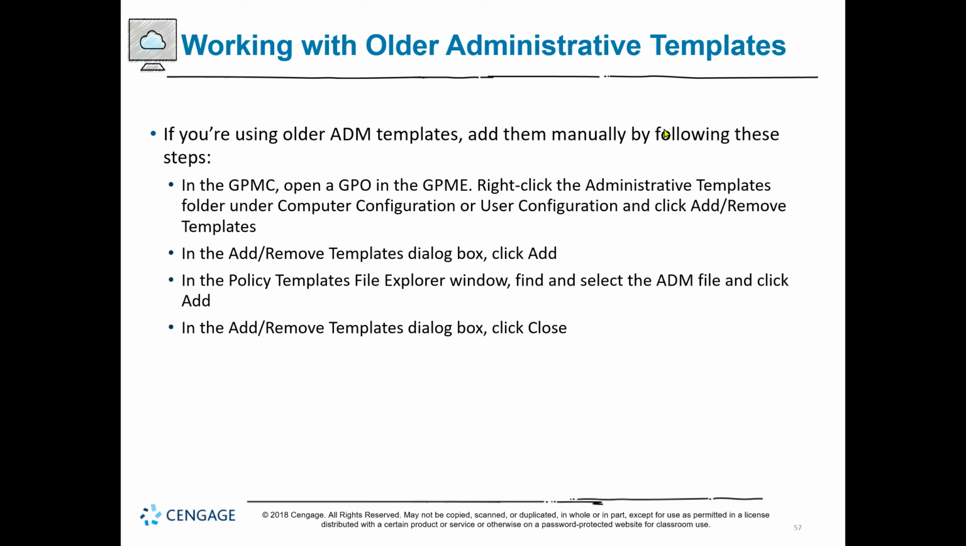Working with older administrative templates. If you're using older ADM templates, add them manually by following these steps. In the GPMC, open a GPO in the GPME. Right-click the Administrative Templates folder under Computer Configuration or User Configuration and click Add/Remove Templates. In the Add/Remove Templates dialog box, click Add. In the Policy Templates File Explorer window, find and select the ADM file and click Add.